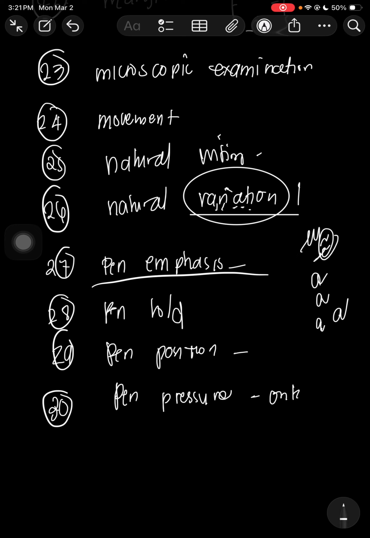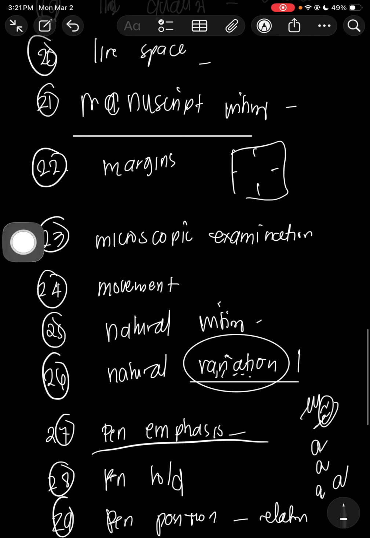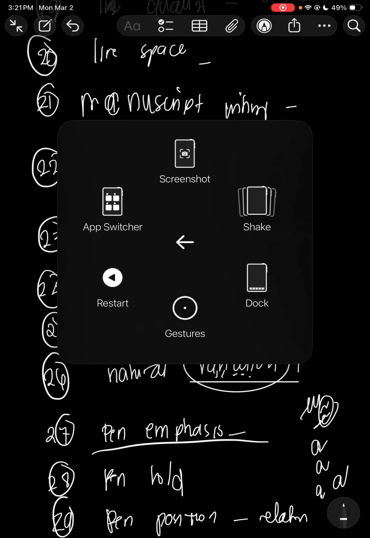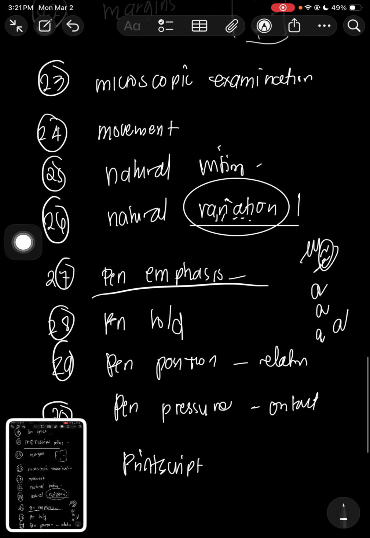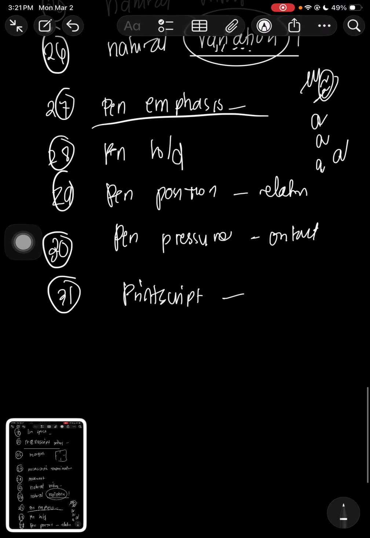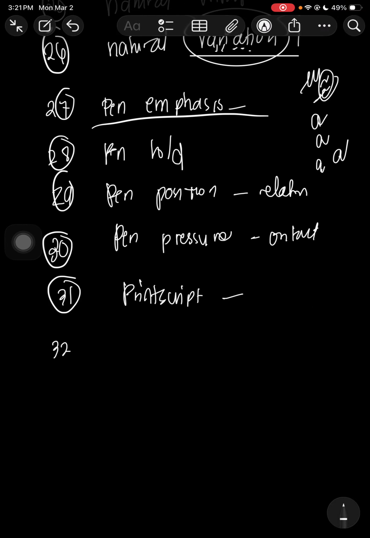So, contact naman ito ha. Contact, ito relationship. So, the pen pressure, as opposed to the pen emphasis, deals with the usual average force involved in the writing rather than the periods and creases. Next is the print script. Print script is a creative combination of printing and cursive writing. So, combination ito ng printing and cursive writing.